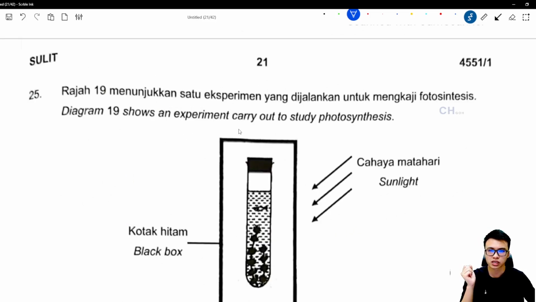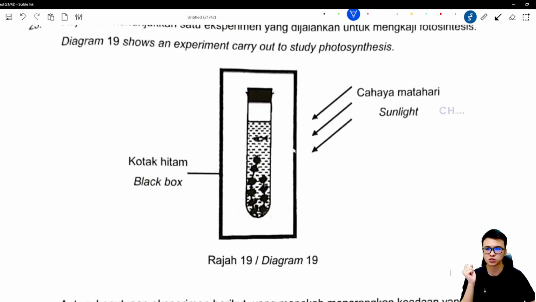Diagram 19 shows an experiment carried out to study photosynthesis. We have the black box, we have the sunlight. Now definitely sunlight is kind of useless here because we are hiding everything inside a black box. Everything inside the black box will not be able to receive the sunlight. So if they are not able to receive the sunlight, the aquatic plants here are not going to carry out photosynthesis and the oxygen level will drop.